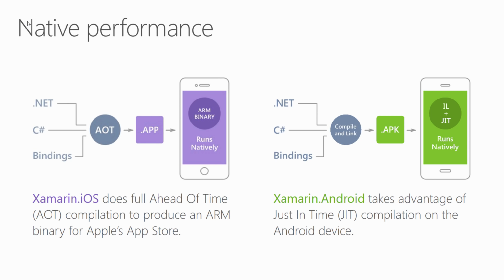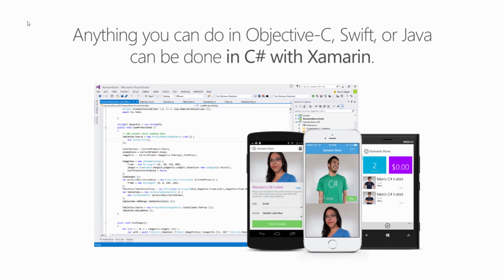So you get all that C#, all that .NET goodness combined with all the APIs in iOS and Android. So truly anything that you could do in Objective-C, Swift, or Java, you can do in C# with Xamarin. Every single thing, including all the other platforms like I've been mentioning. So tvOS, watchOS, Android Wear, any of them, you have access to all the APIs.